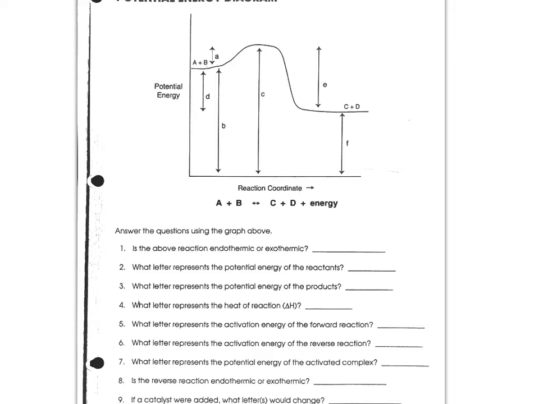So we're going to use this graph. Is the above reaction endothermic or exothermic? Based on the lesson, you see that we have a larger amount of energy output, so we're ending lower than where we're starting, which would make this an exothermic graph.